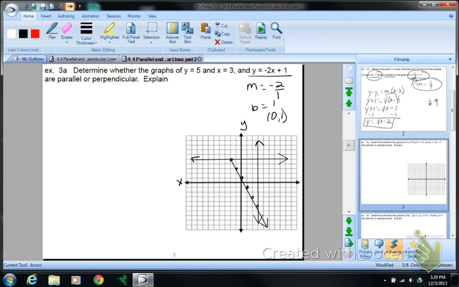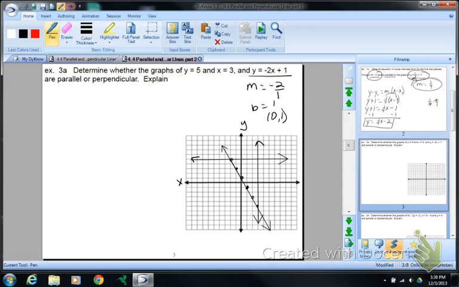Now tell me something about these lines. Are any of them parallel? None of them are parallel, are they? Are any of them perpendicular? Which ones are perpendicular? The horizontal and the vertical. All horizontal and vertical lines are always perpendicular to each other.